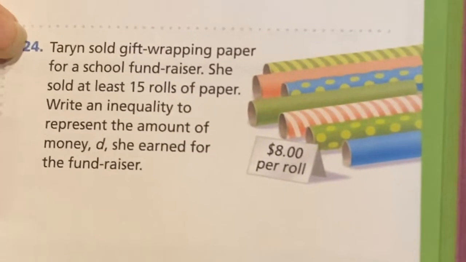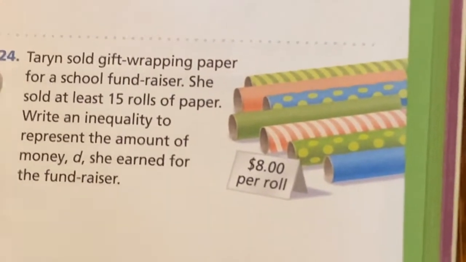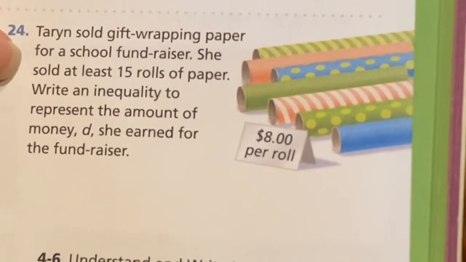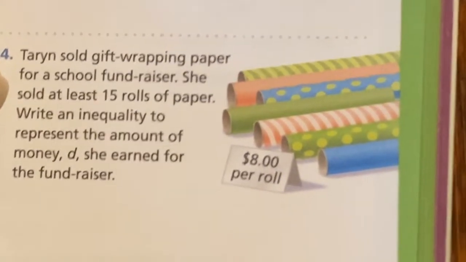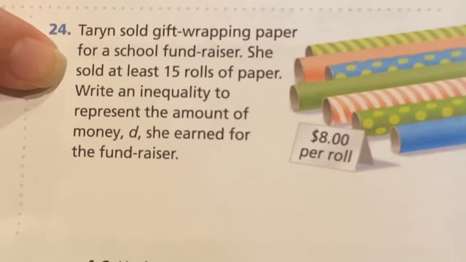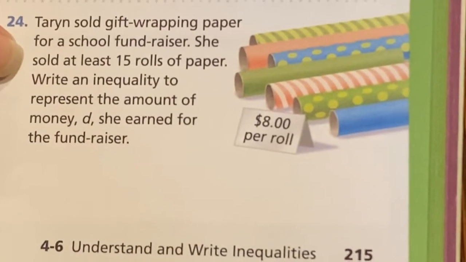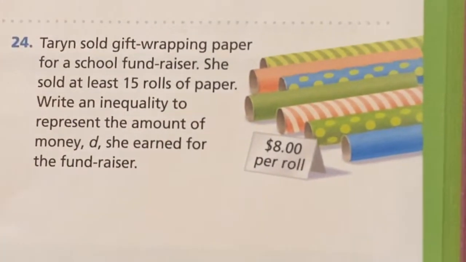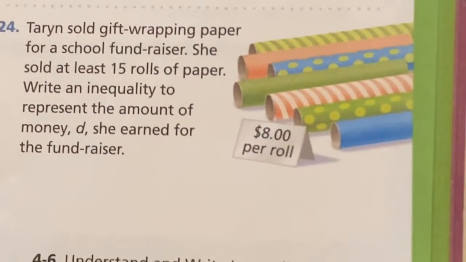Okay, do this one on your own. Taryn sold gift wrapping paper for a school fundraiser. She sold at least 15 rolls of paper. Write an inequality to represent the amount of money D she earned for the fundraiser. Okay, what do you think? Write your answer.